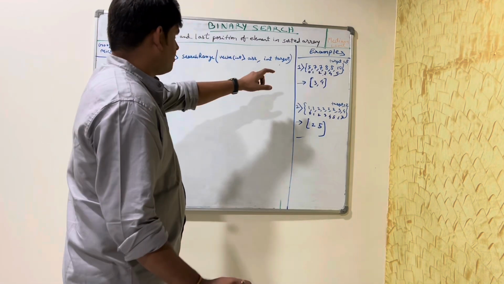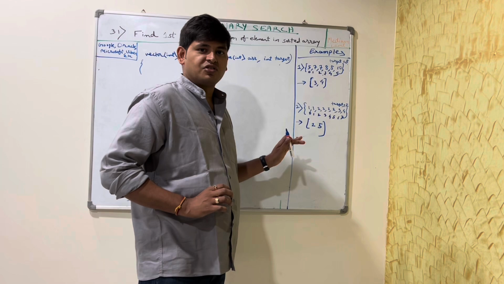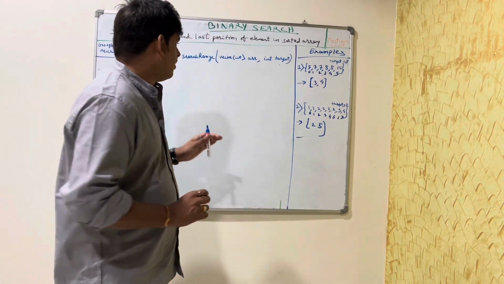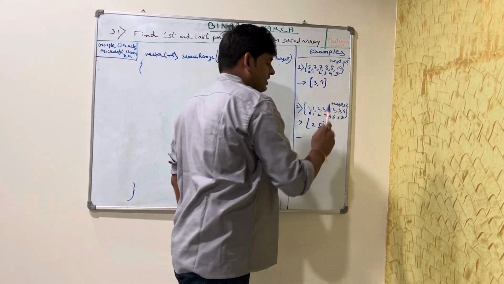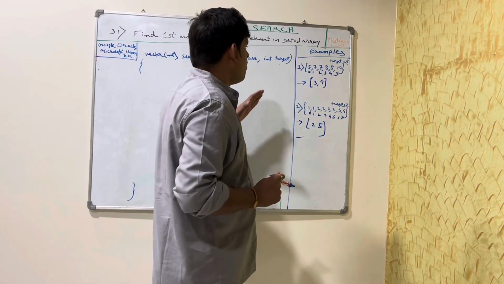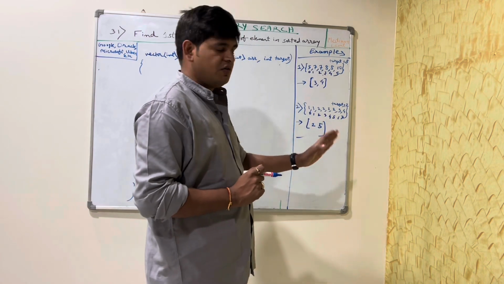The difficulty level for this question is medium, and this is the first question of binary search. So what is binary search? We know about linear search, right? Whenever we want to find any element in the array or any other structure, we search it linearly, and if we find the element we are searching for, we return it.